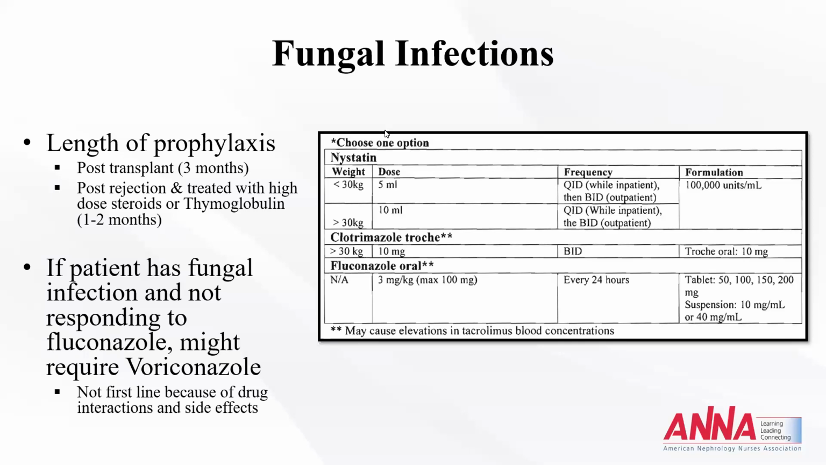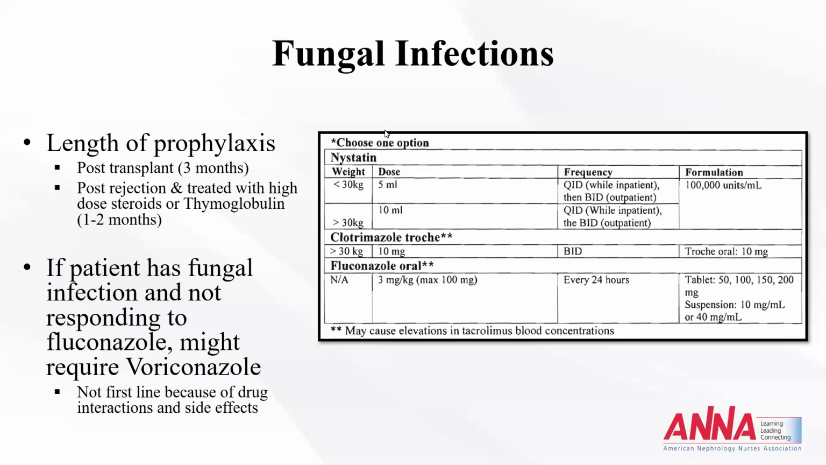You're going to get antifungal therapy. Most commonly, we try to use nystatin in the mouth. The dose depends on their weight. It's very easy to dose: if they're greater than 30, they get 10. If they're less than 30, they get 5. They'll get this usually 4 times a day when they're inpatient. Once they get discharged post-transplant, they'll go to twice a day as an outpatient for 3, maybe 6 months, but most commonly it's 3 months.